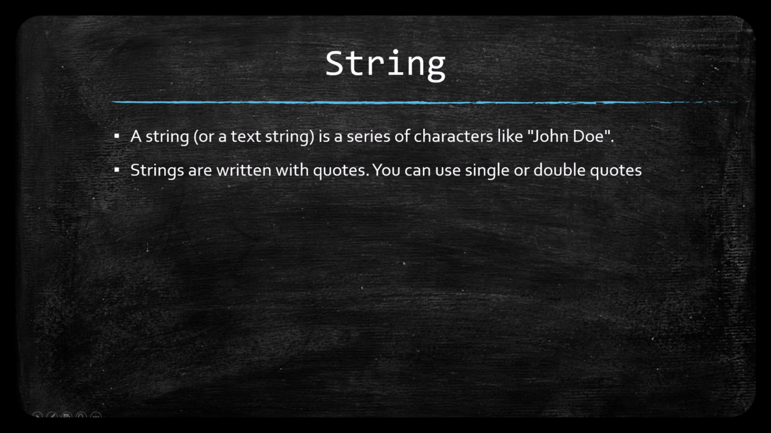So what are strings? A string is a sequence of characters, like John Doe. Strings are written with quotes, and you can use single or double quotes. So how can we use the string data type? Let's go to our VS Code and see how to use string data types.